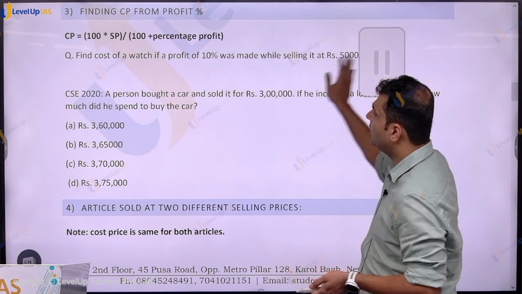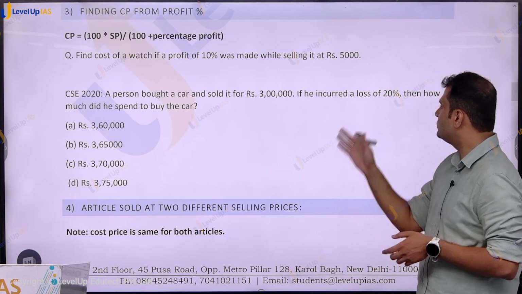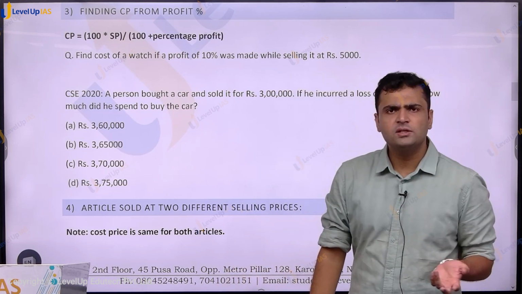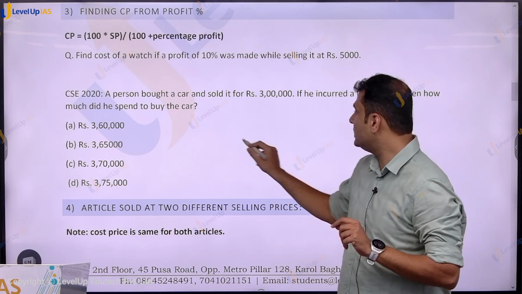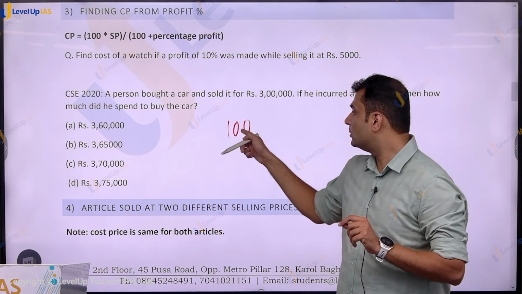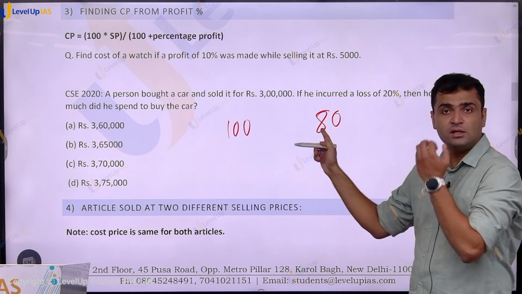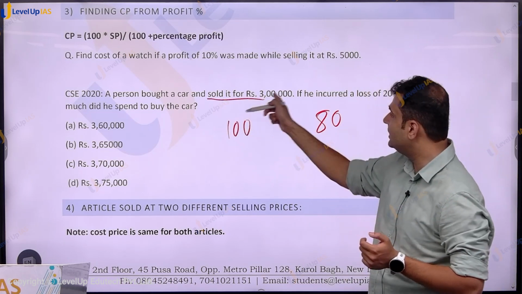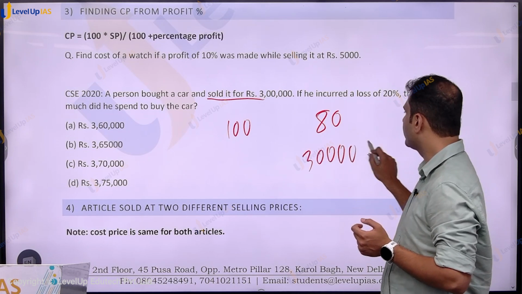Next, a person bought a car and sold it for 3 lakh. If the loss incurred is 20%, then how much did he buy the car for? Two ways. You can remember the percentage chapter. The 20% loss meaning a value of 100 was sold for 80. 20% loss meaning cost price 100, selling price 80. But he is telling that selling price is actually 3 lakh. So what is the cost price?